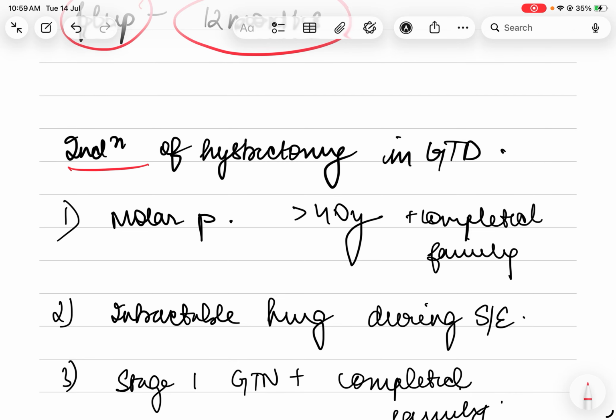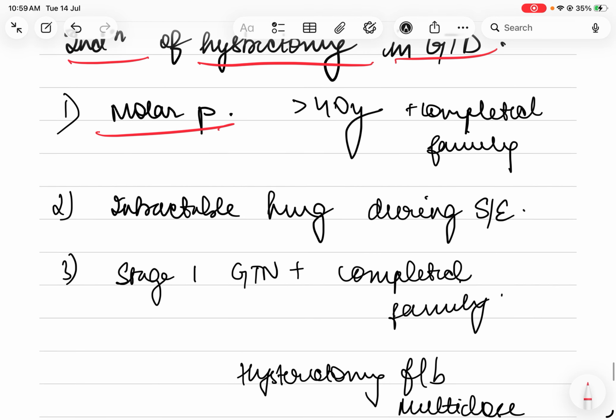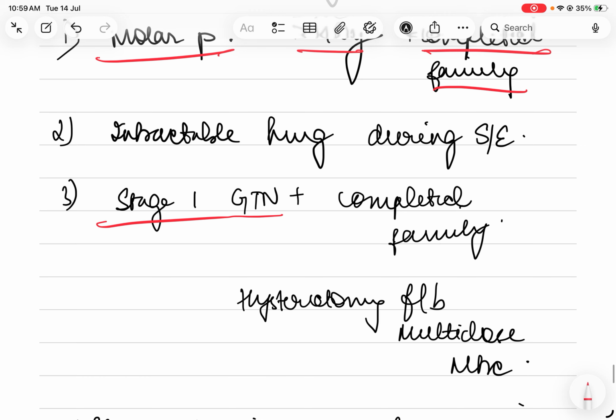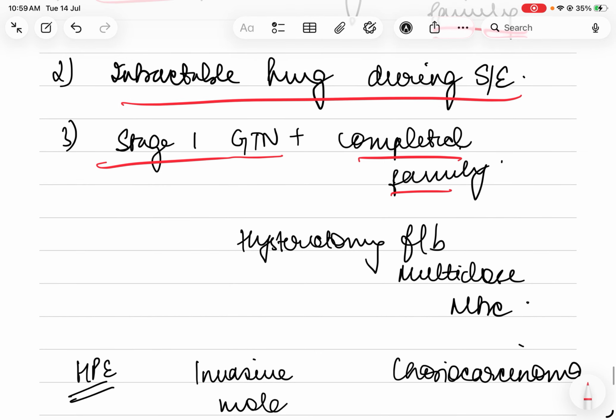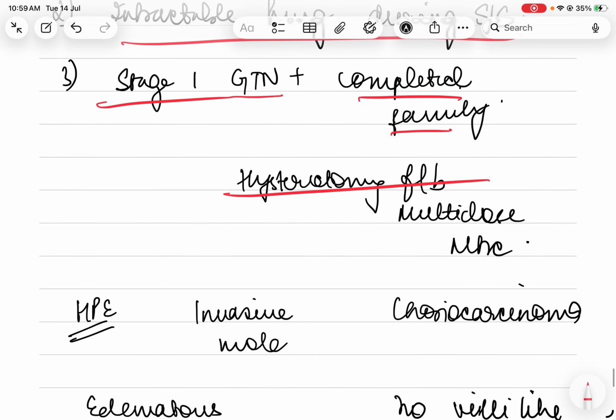Second, now the indications of hysterectomy in GTD: molar pregnancy in a woman greater than 40 years old with completed family. Stage 1 GTN plus completed family. Intractable hemorrhage during suction evacuation. Hysterectomy followed by multi-dose methotrexate.